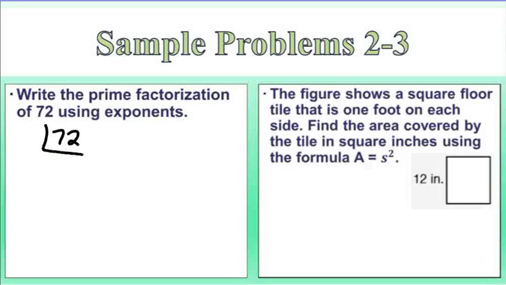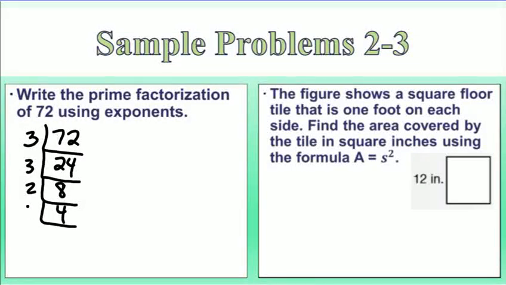So I need to divide by a prime number, so I'm going to take 72 divided by 3, which gives me 24. I can divide that by 3 again, and that gives me 8. Divide that by 2, that gives me 4. Divide that by 2, gives me 2. Divide it by 2, gives me 1.